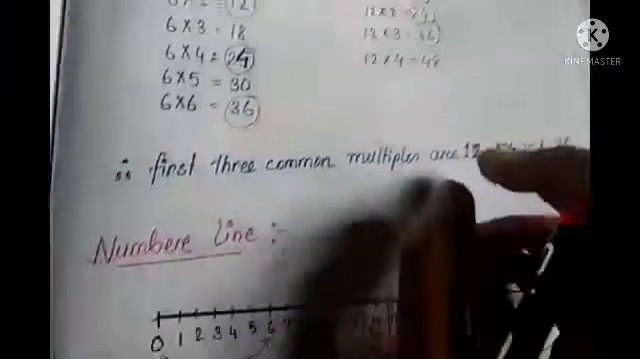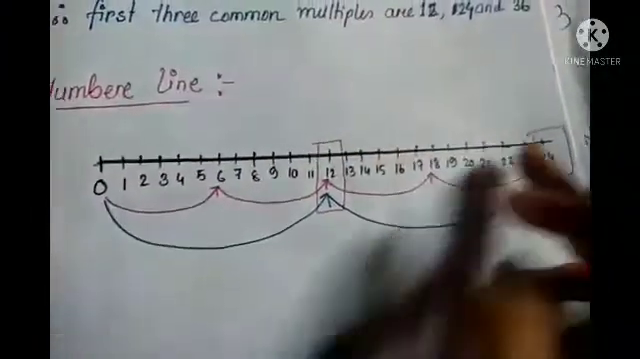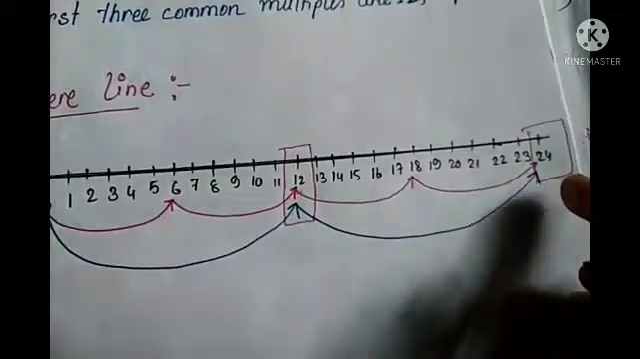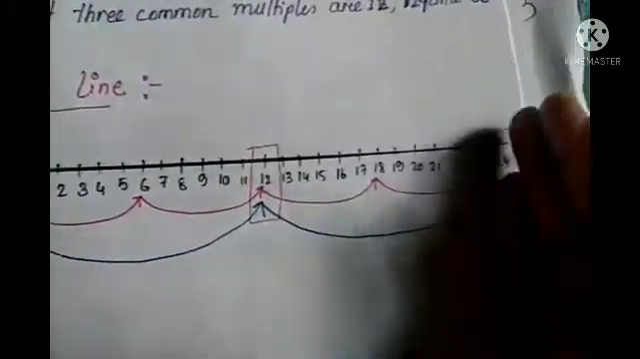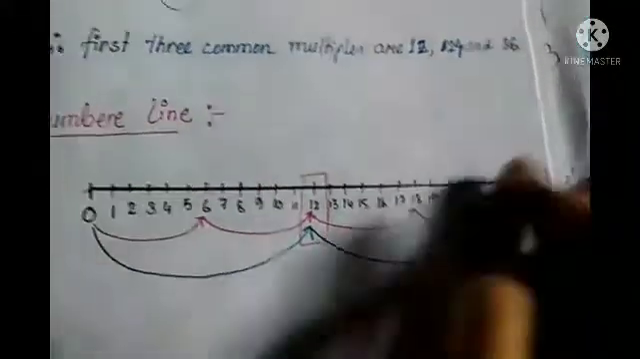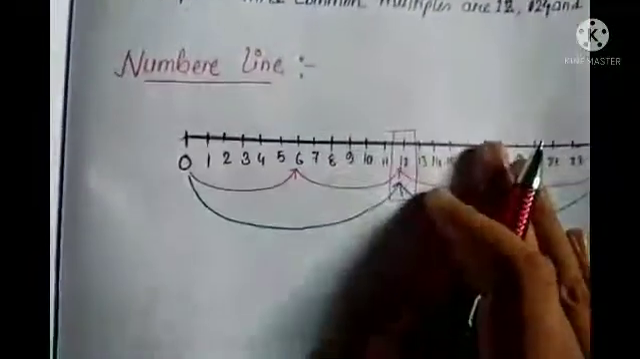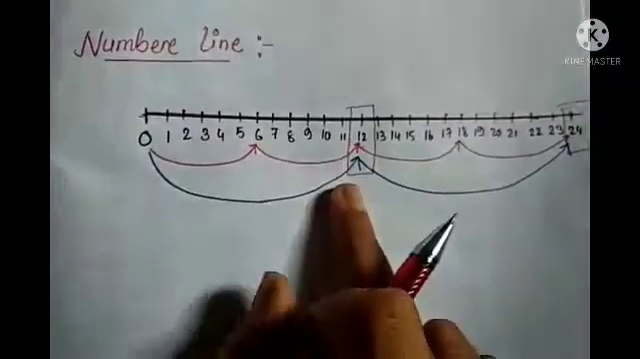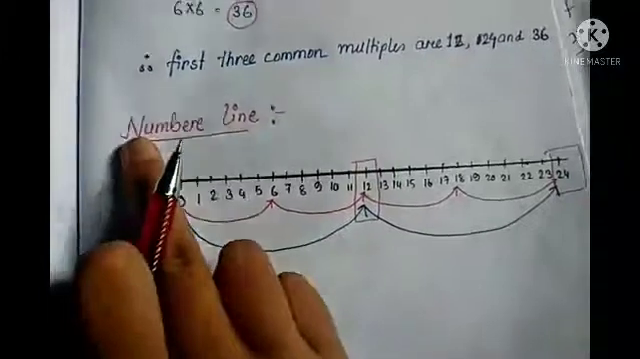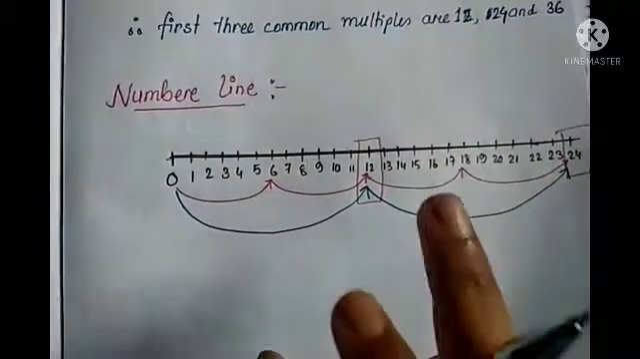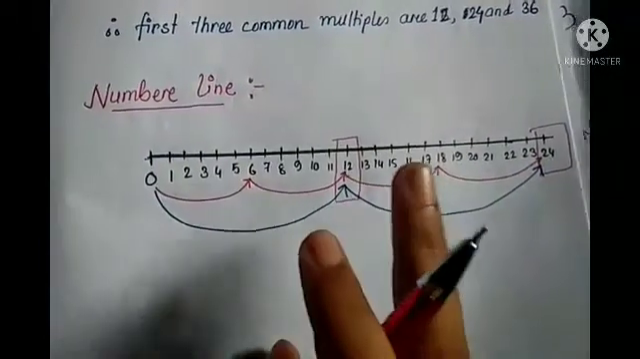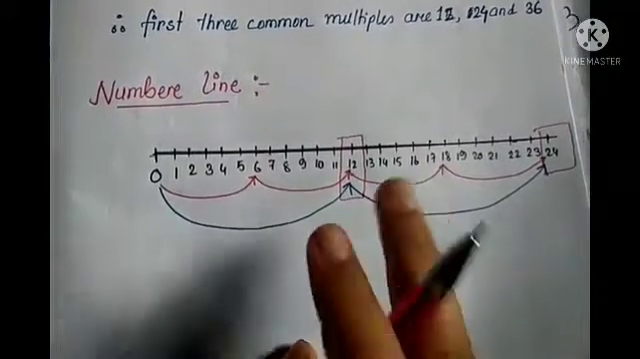Okay, so similarly here space is not there, so I have shown only up to 24. So if you draw so on, you will also get 36 in the number line where they will meet like this way. Okay, so I hope by using number line also you can find out the common multiples. We will discuss further about this in our exercise.